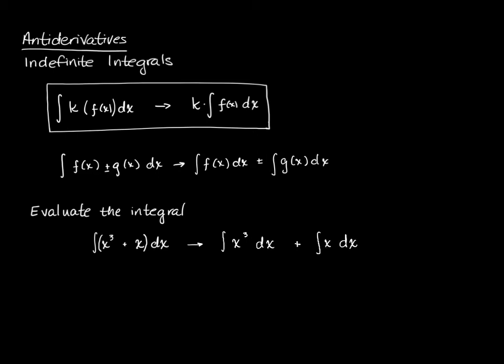Now, by the power rule, I know that the integral of x cubed is x to the fourth over 4, or if you prefer, 1/4 x to the fourth. And the integral of x is, since x is x to the 1, x to the 2 over 2, or 1/2 x squared. In both cases, I have a plus c1 and a plus c2, and when I add those together, I still get a constant. So at the very end, in both cases, I'm going to have plus c.